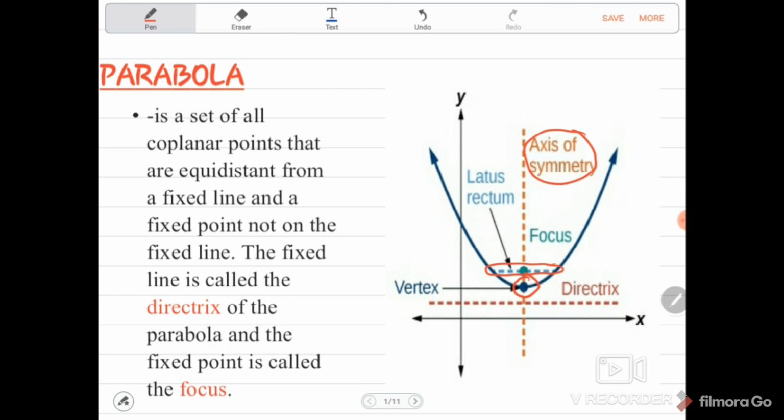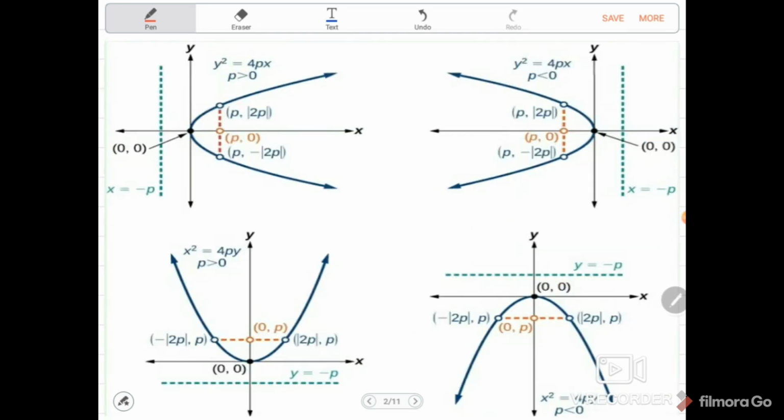Okay? The parabola is said to be in its standard position if its vertex is at the origin and its principal axis is one of the coordinate axes. I have here an illustration of parabolas with vertex at origin. Okay? So, dalawa yan. y squared is equal to 4px. The first condition is if p is greater than 0, or positive, it opens to the right. Then, if p is less than 0, or negative, it opens to the left.